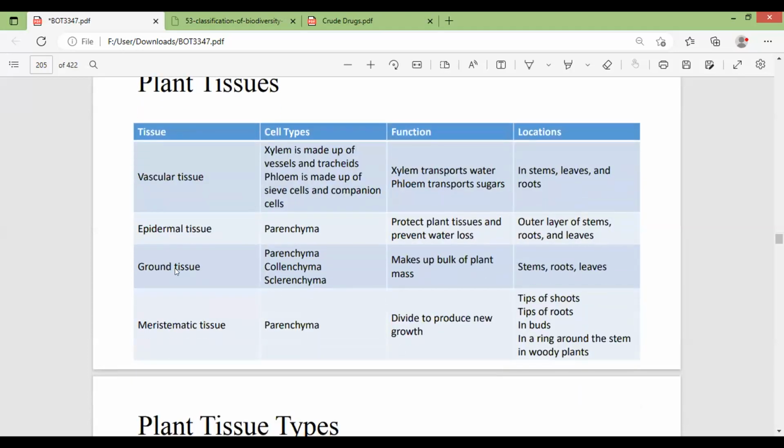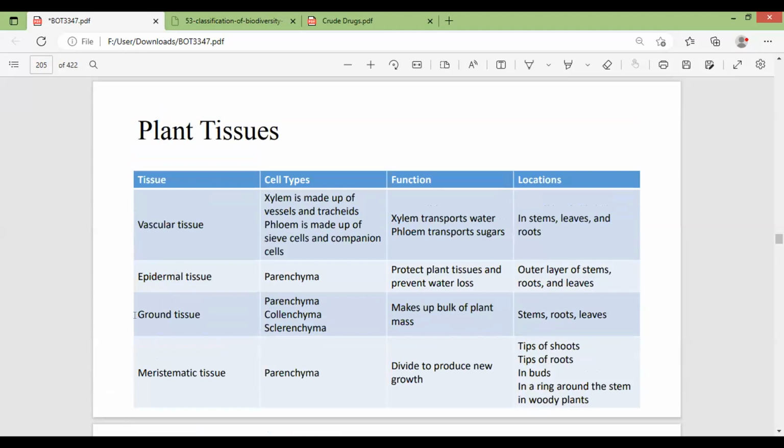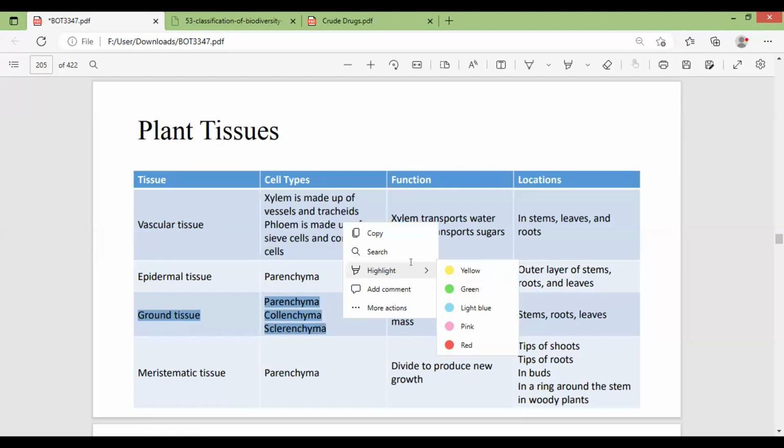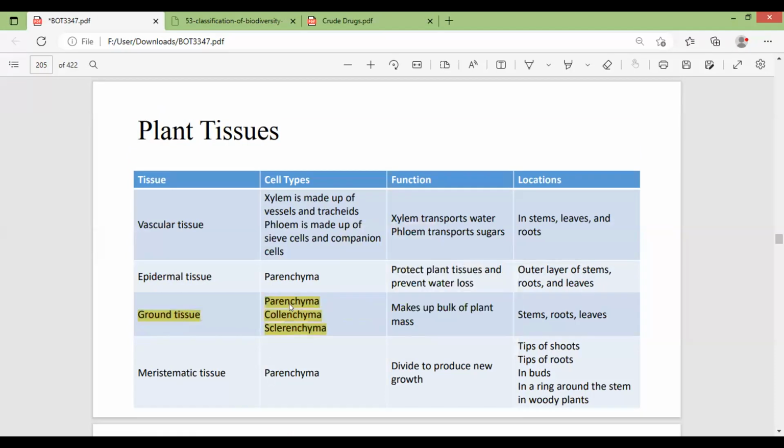Then let's look at the ground tissue. Ground tissue consists of those three types of important tissue types: parenchyma, collenchyma, sclerenchyma, right? The ground tissue is what makes up the bulk of the plants. It's there in the stems, in the roots, and in the leaves. Vascular tissue, we've already mentioned. We have the xylem and the phloem. Xylem, water, phloem, sugars, right?